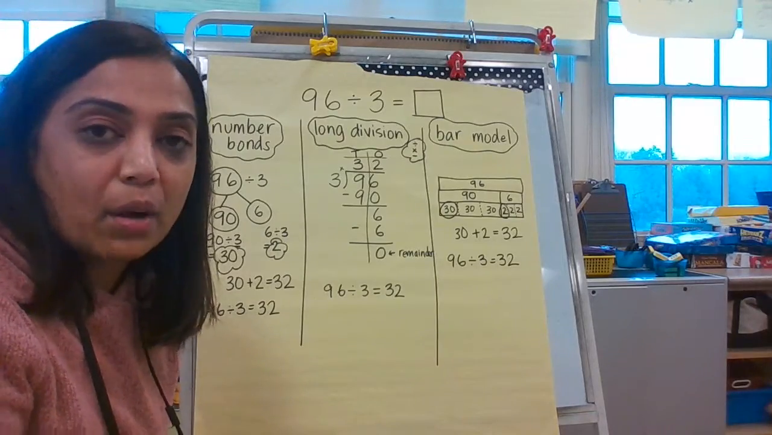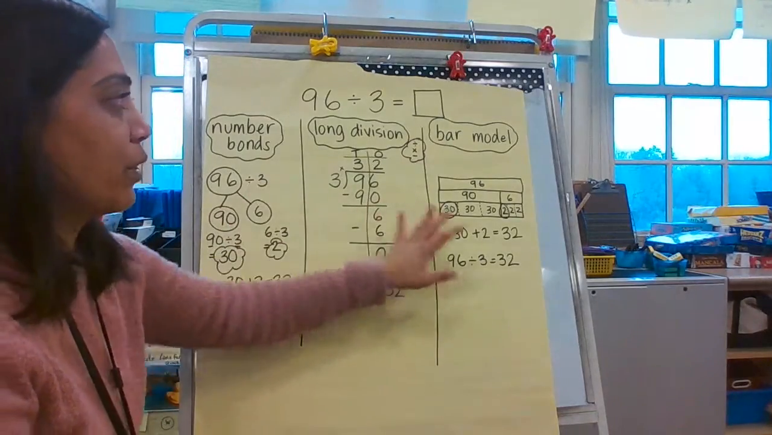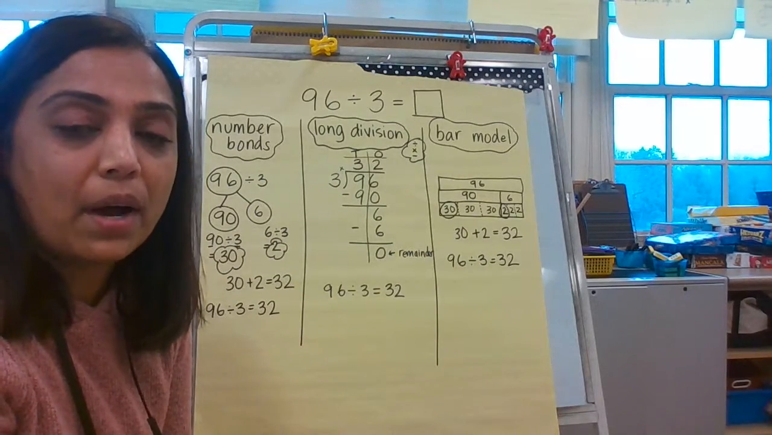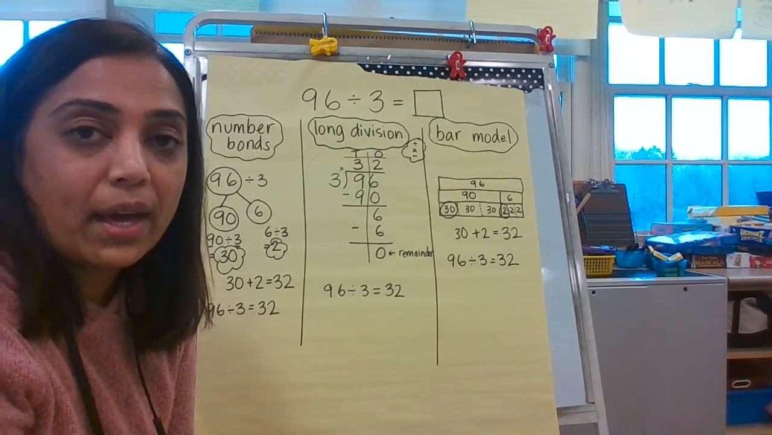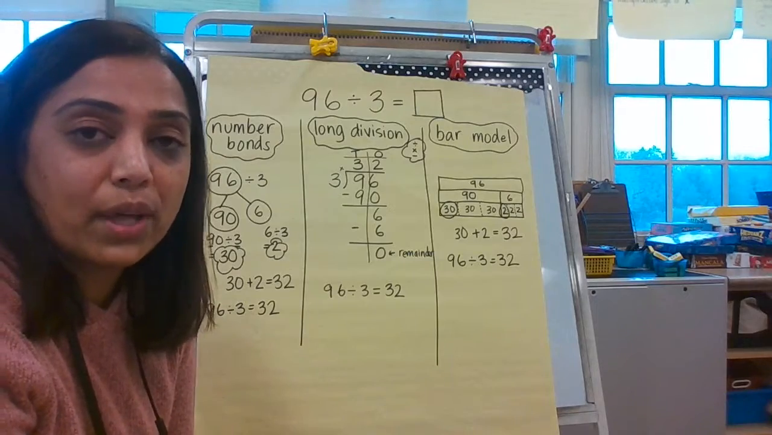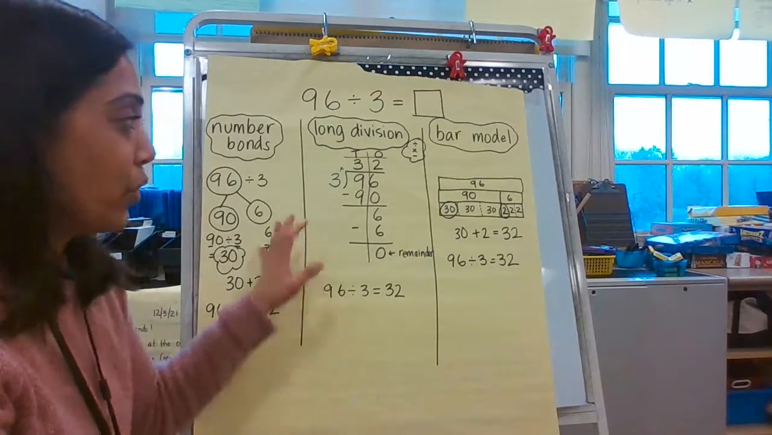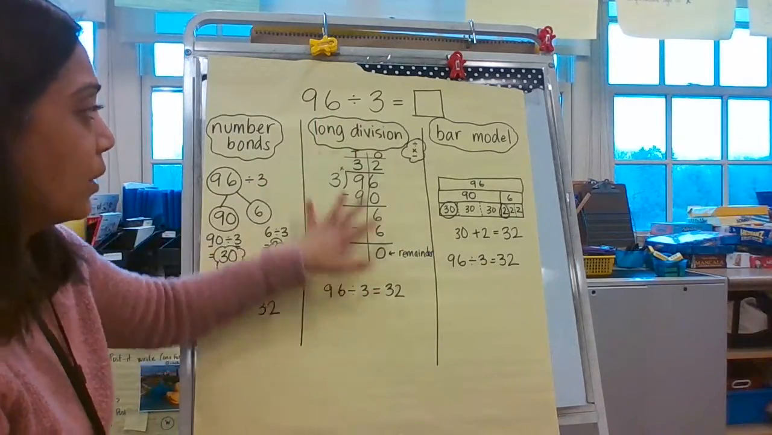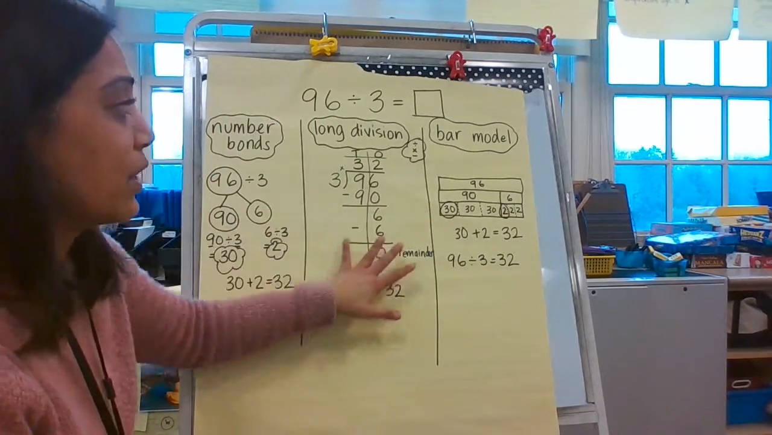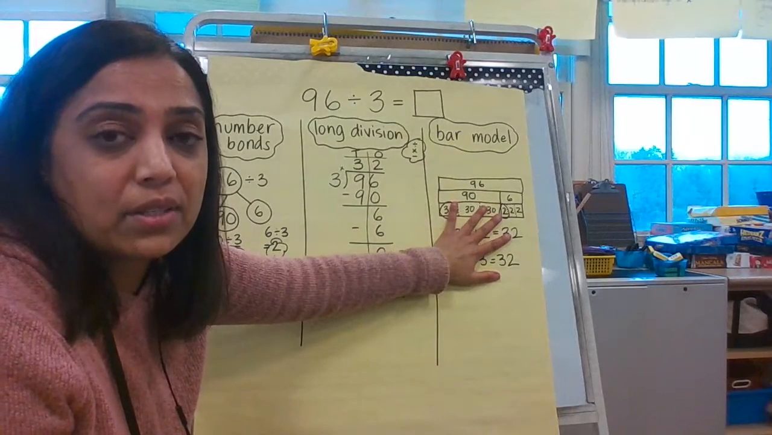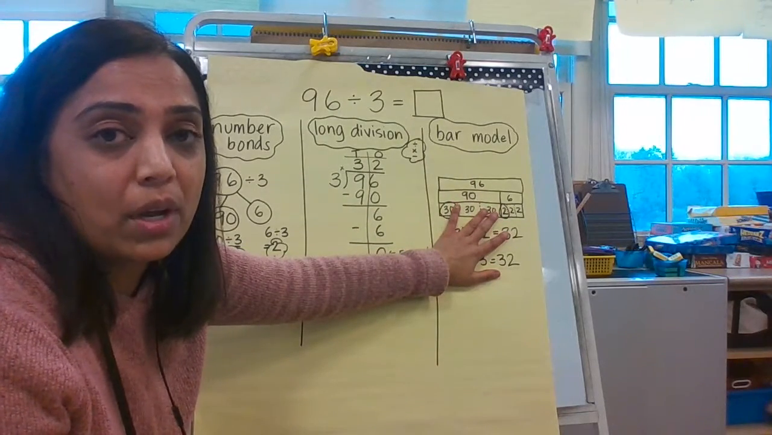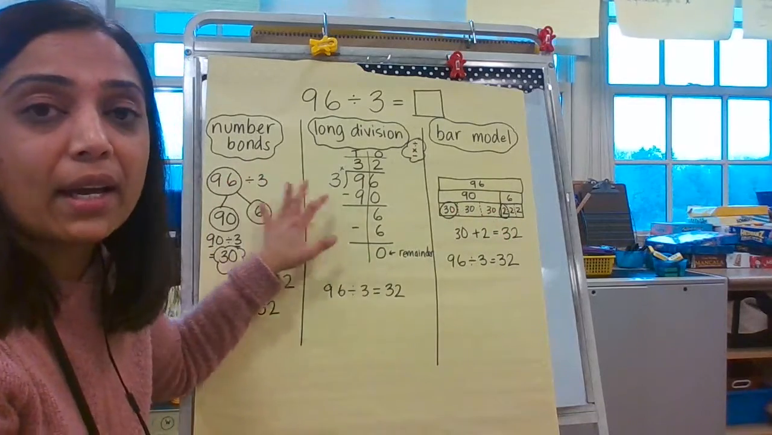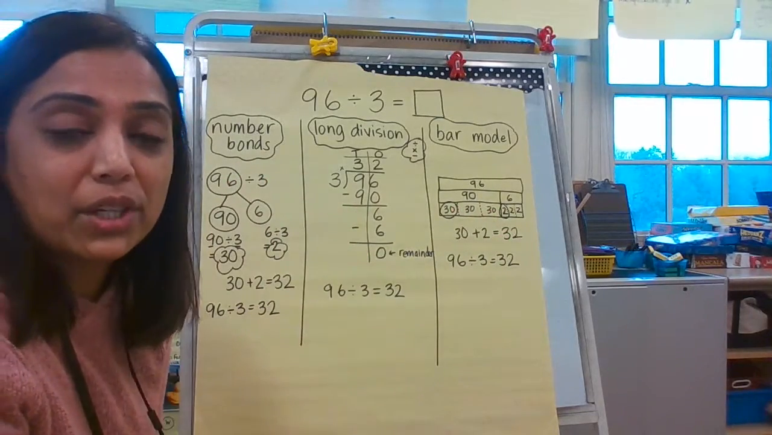So I hope that was helpful. These are 3 different ways. There's so many other ways. I know that we've also been using base 10 blocks to show that. And if you want to try that at home, you can do that too. I just wanted to share the 3 main ones that we're going to be looking at. We're really going to be working on number bonds, long division, and you'll see in future units that bar models will show up too. So if you have time at home, maybe over the weekend, maybe you can try a problem and use one of these strategies.